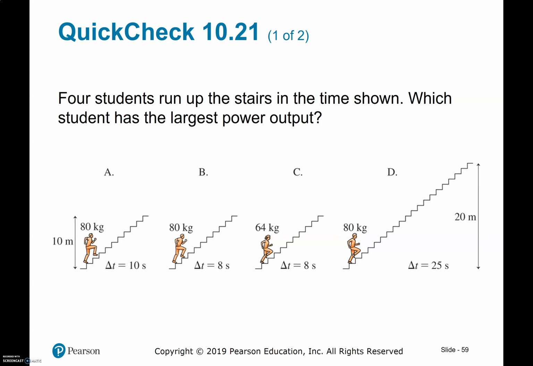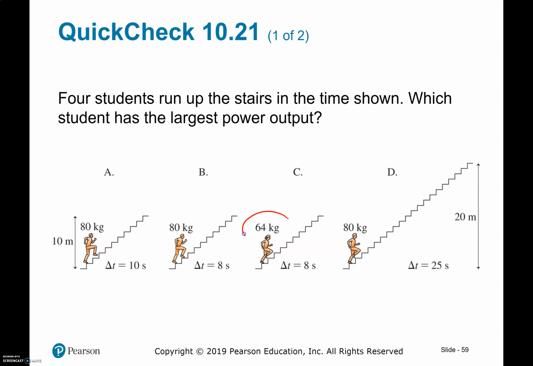So let's look at an example to try to understand power. We have 4 students here. A is going 10 meters up. B is also going 10 meters up. C is going 10 meters up. And D is going 20 meters up. Now A is going 10 meters up in 10 seconds, B in 8 seconds, C in 8 seconds, and D in 25 seconds.